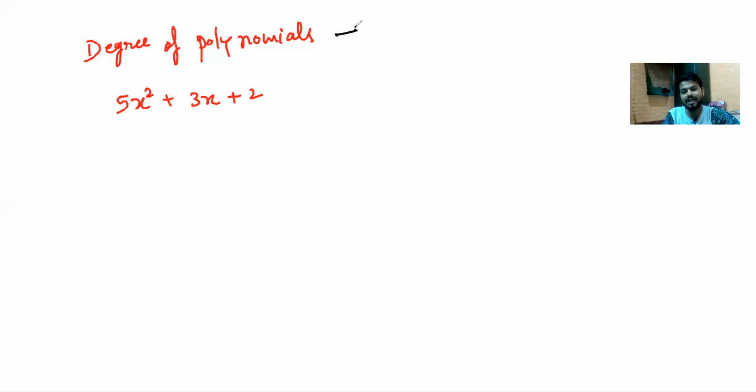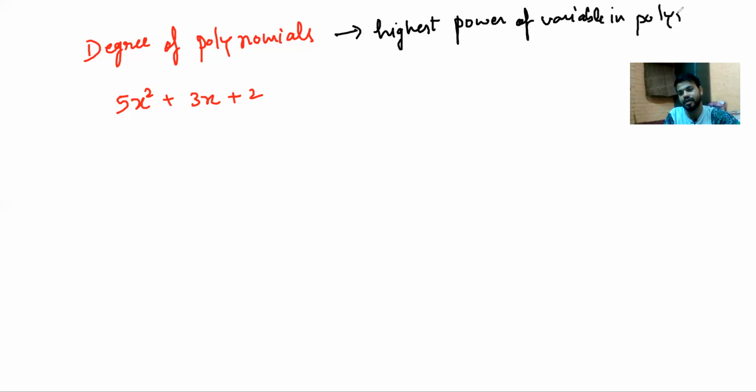What is degree? Basically, the highest power of variable in polynomial. Okay, the highest power. So can you tell me what is the highest power of the variable in this polynomial? If we look at this term, the highest power of this variable, which is x, is 2. And here the power of x is 1. And here the power of x is 0, because there is no variable, so the power of variable is 0.